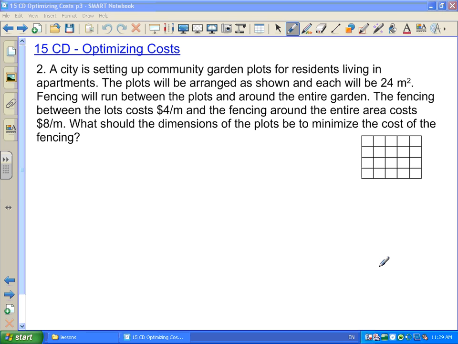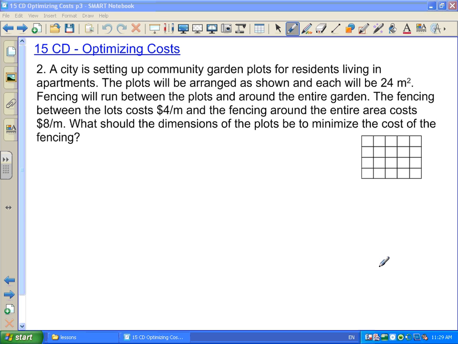The first example, we've got a city setting up community garden plots for residents living in apartments. The plots are going to be arranged as shown in this little diagram here. So we've got 5 of them along one side and 4 of them down another side. And each plot will be 24 meters squared. We're going to have fencing in between the plots and then around the outside perimeter of the entire garden. Now here's where the cost part comes in.